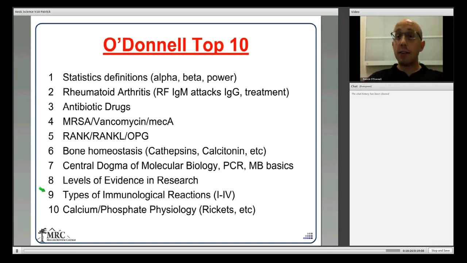Number nine, the types of immunological reactions, 1 through 4. And number 10, the dreaded calcium pathway of calcium, phosphate, hypophosphatasia, rickets, all of these things, renal osteodystrophy. Commit them to memory. Spend a couple minutes because you're going to get key testable points here if you can get those questions right.